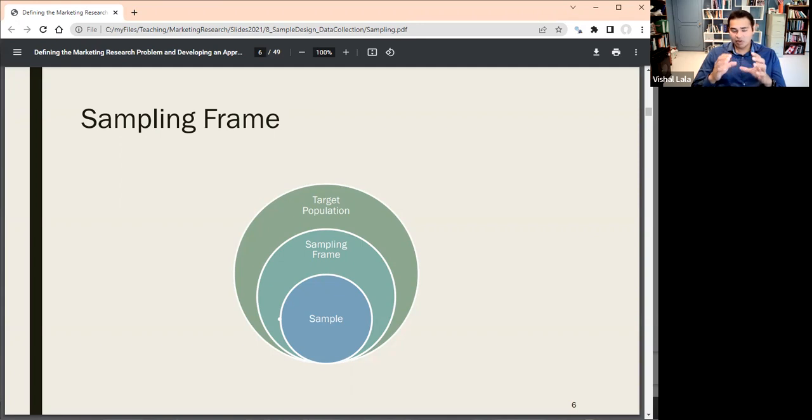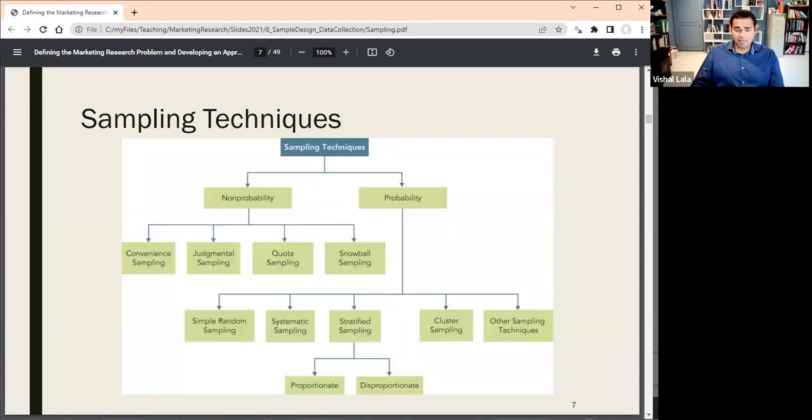Therefore, you may have a smaller number of people who have a working email address, and that would be the sampling frame. The sampling frame would be Tesla owners in Boston, Massachusetts, with a working email address. We would then draw a sample from this sampling frame. How we draw the sample is the sampling technique. We could either use a non-probability sampling technique or a probability sampling technique.